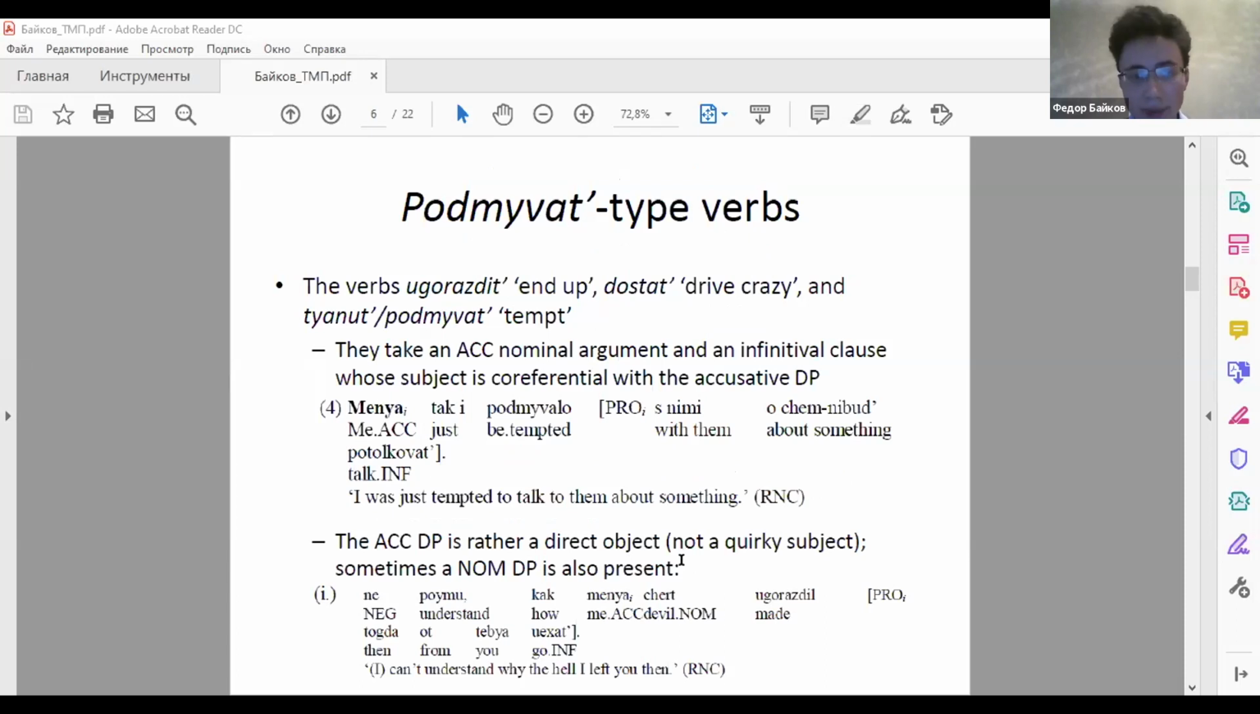Now let's consider Podmyvat type verbs. These verbs, namely угораздить, достать, тянуть, and подмывать, take an accusative nominal argument and an infinitival clause whose subject is coreferential with the accusative DP. For example, as in example 4. And I argue that this accusative DP is a real direct object and not a quirky case marked subject, because sometimes a nominative DP is also present. For example, as in sentence 5, when we hear меня черт угораздил and so on.